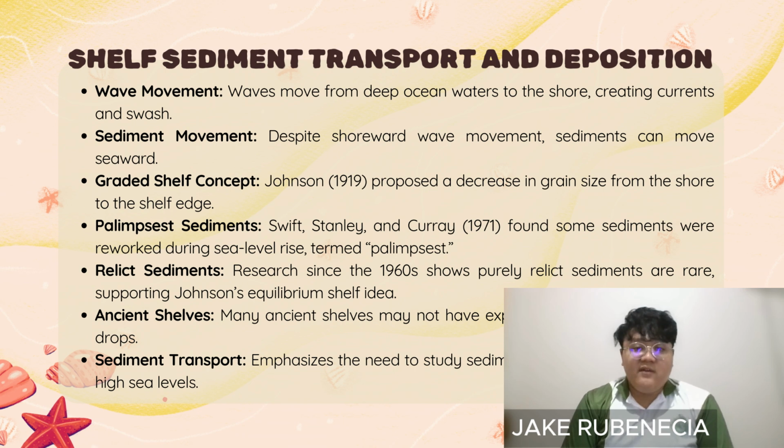These sediments, having both ancient and modern traits, were termed palimpsest by Swift, Stanley, and Curray in 1971. Research since the 1960s indicates that relics are rarer than initially believed, supporting Johnson's idea of an equilibrium shelf.